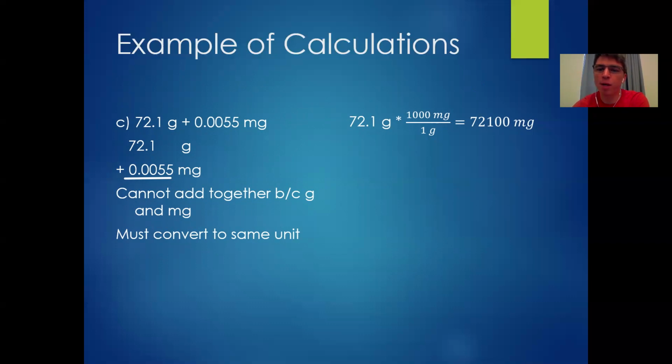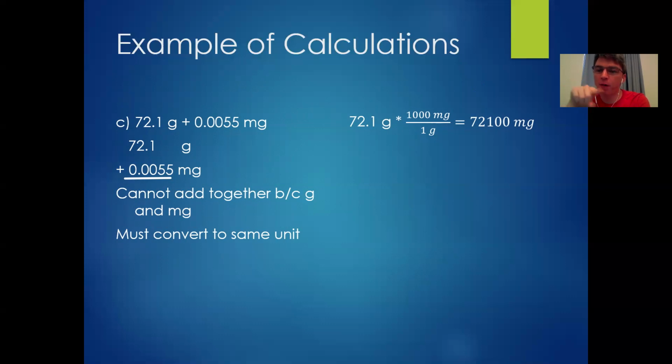So 72.1 times 1,000 divided by 1 gives us 72100 milligrams. That's what the calculator will tell us. We need to check our significant figures. Don't round your significant figures at every step, because then your final answer gets further and further away from what it should be. But keep track of them. Make a note of how many significant figures that number should have, whether it's written with those significant figures or not. So our first number has 721, 3 significant figures.